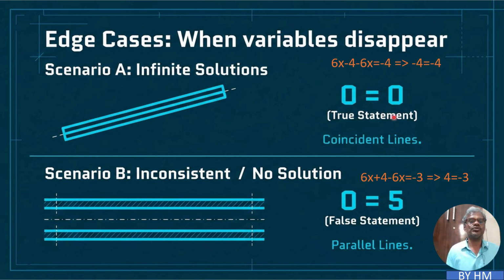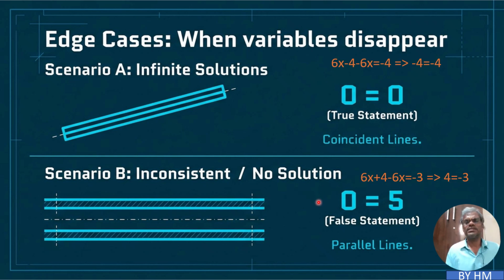When we get a true statement, the system has infinitely many solutions, and the lines represented by those equations are coincident lines. Another case, the false statement. See here, 6x plus 4 minus 6x is equal to minus 3 gives us 4 is equal to minus 3, which is not true. It is a false statement.